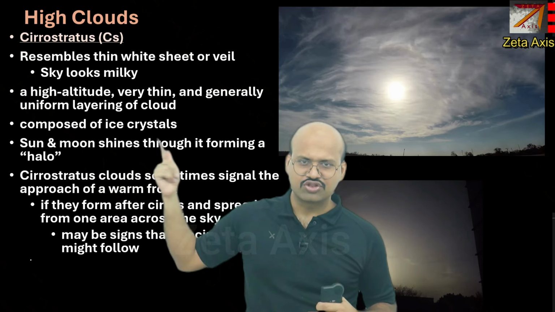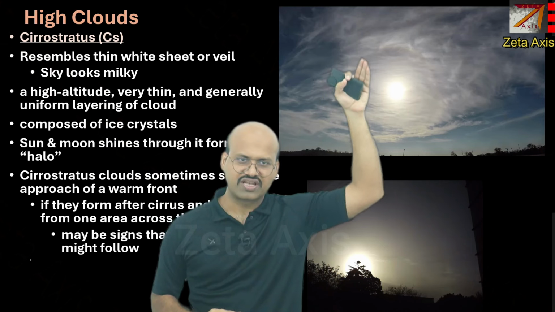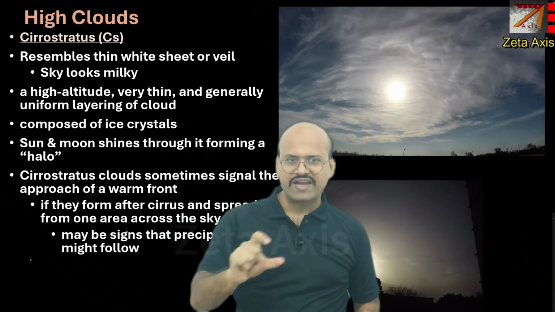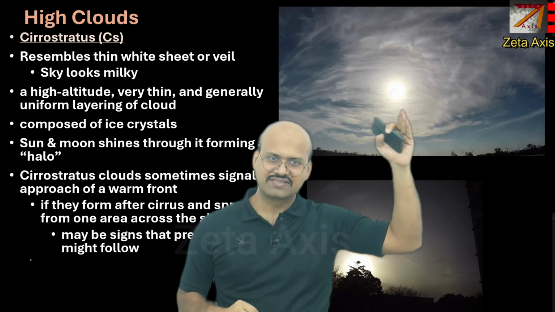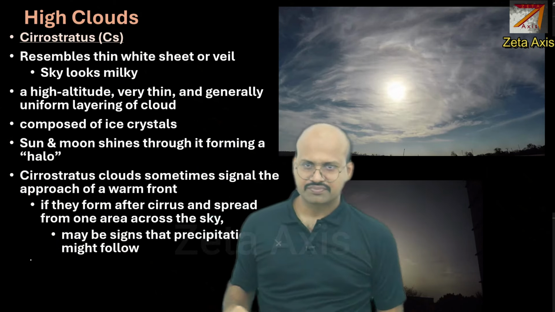Sun and moon shine through it, forming a halo. So you can see that when the sun shines through these clouds, it will have a halo characteristic. That is the dimming white region found around the sun when it shines through these clouds. So you can see a halo is there.